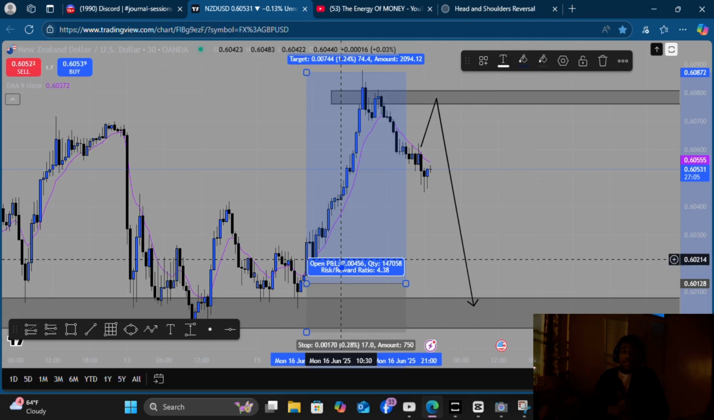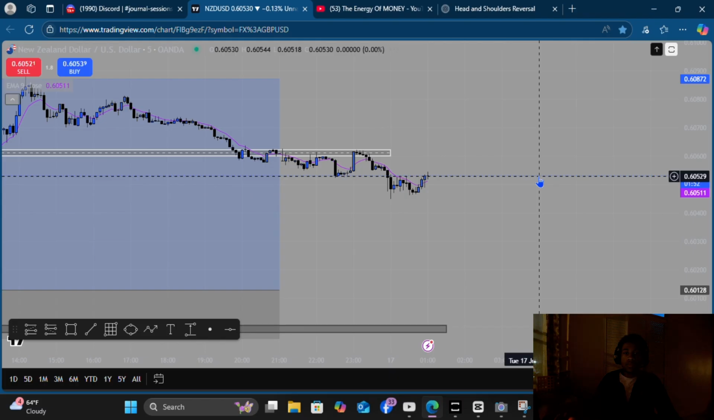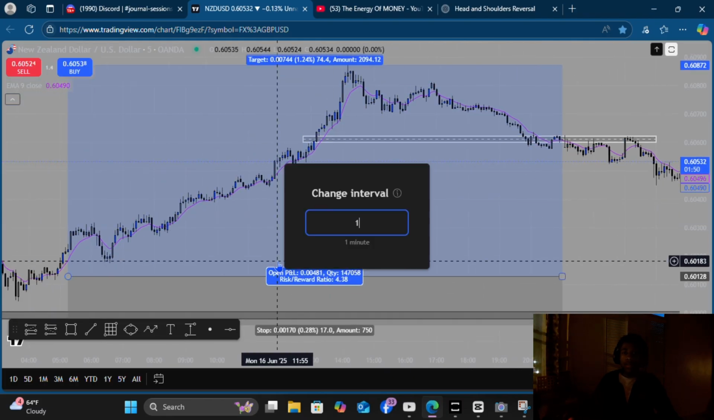So that is the trade recap for today, and if you guys have any questions, let me know. This was a great trade overall. It was a good risk to reward. It was perfectly managed.